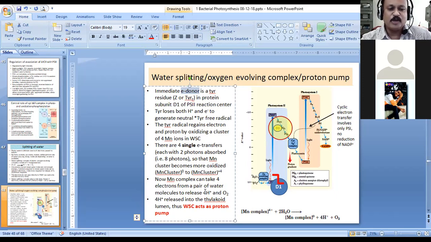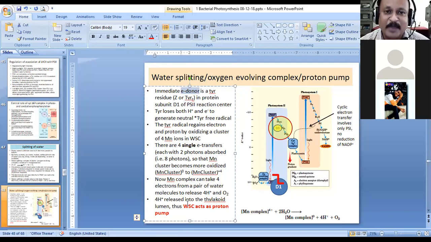Now because the protons are also involved in the process, protons are also transferred along with the electrons. And therefore, these protons are released into the thylakoid lumen, that is inside the thylakoid. And therefore this water splitting complex is also acting as the proton pump. So it is not only giving away the electrons from the water one by one to the reaction center, but at the same time, it is also working as a proton pump.